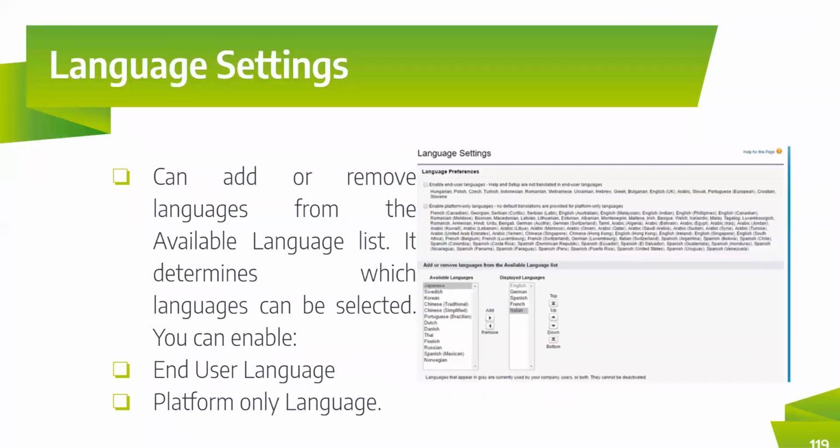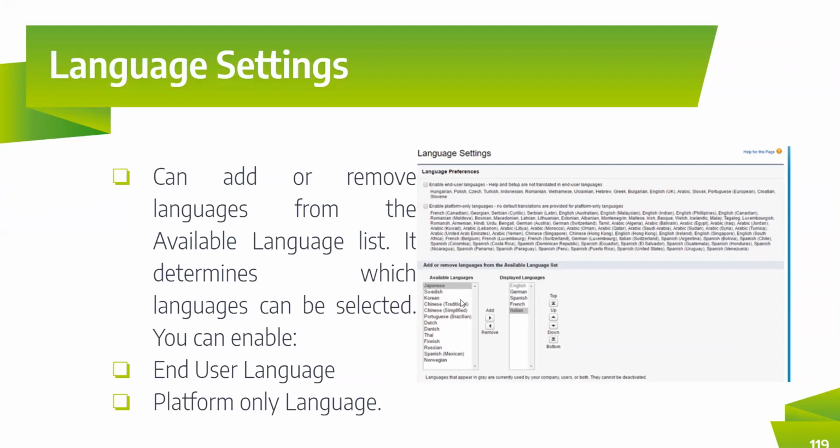Next one is language setting. What are the languages you want, that your company is going to use? You can add or remove languages from the available languages. It determines which language can be selected. You can enable end user languages and platform only languages. You're going to set all your languages here. You go to language setting, and whichever languages your company is going to use, you can specify all the language details here.